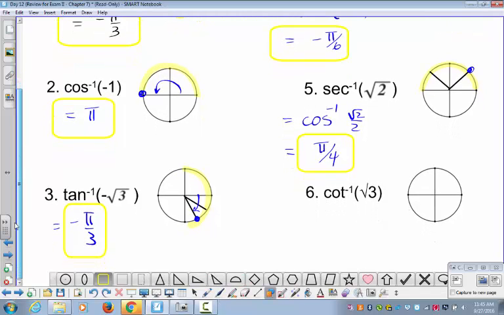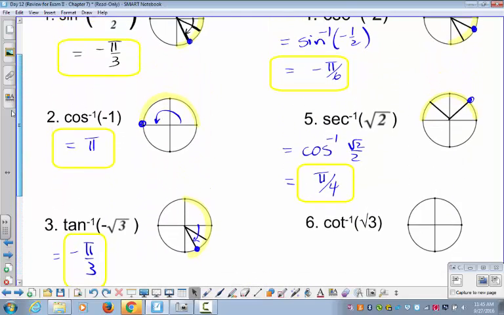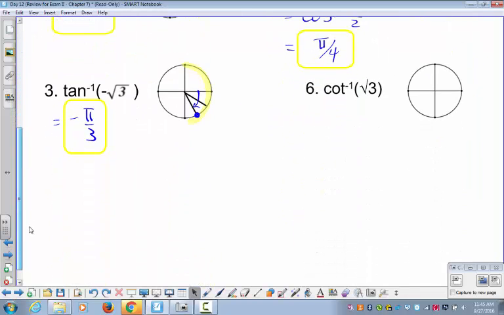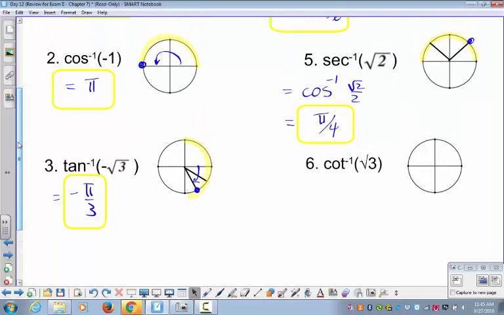Okay. Now, here's the one that's a little bit different. Notice that inverse sine and inverse cosecant are both on the right. Inverse cosine and inverse secant are both on the top. We've talked about the fact that 3 are going to be on top and 3 are going to be on the right. And so the inverse tan and the inverse cotan are slightly different. Inverse tan is on the right, but inverse cotan is on top.